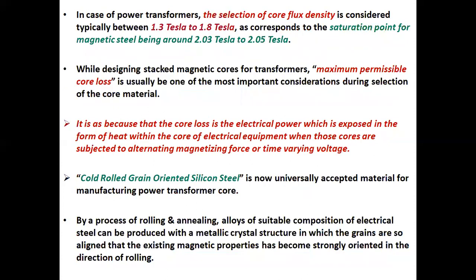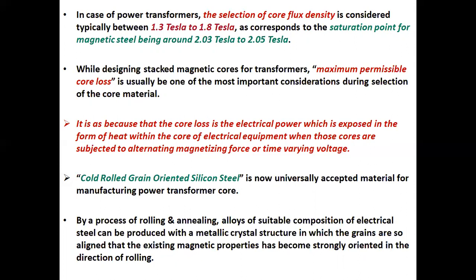In case of power transformers, the selection of core flux density is typically between 1.3 Tesla to 1.8 Tesla, as the saturation point for magnetic steel is around 2.03 Tesla to 2.05 Tesla. While designing stacked magnetic cores for transformers, maximum permissible core loss is usually one of the most important considerations during selection of the core material.